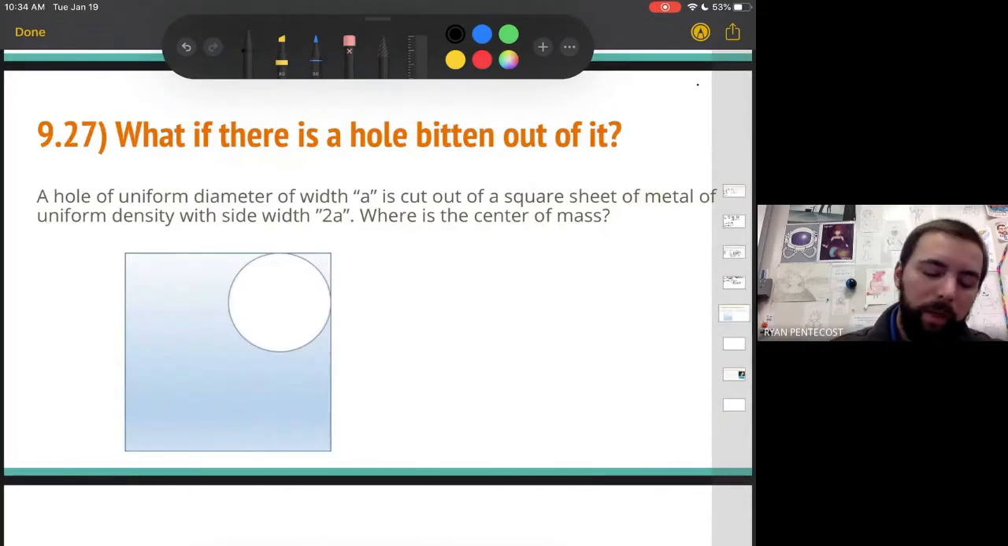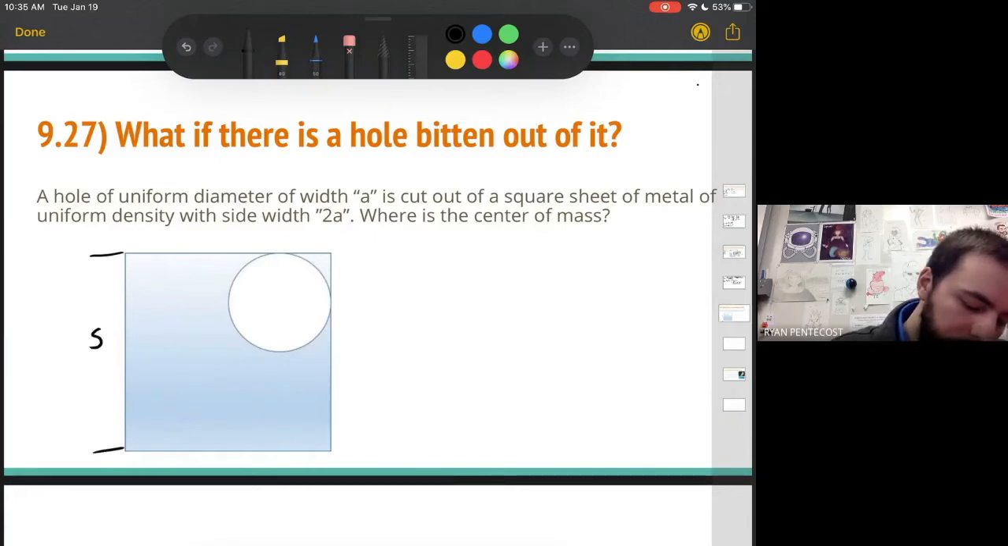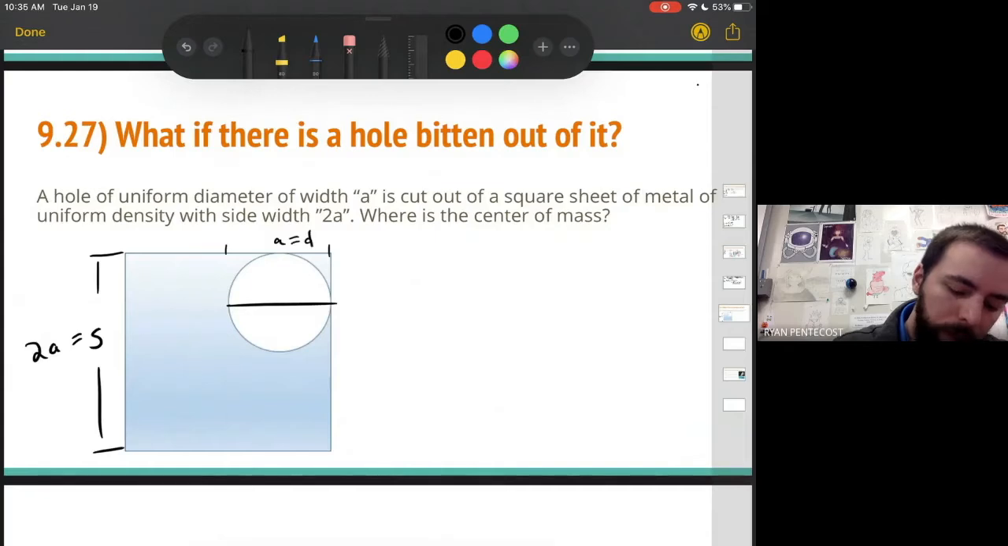Now we have this uniform sheet of metal. I'll just read it. A hole of uniform diameter of width A is cut out of a square sheet of metal of uniform density with side width 2A. Where is the center of mass? Okay, so we know the side of the square equals 2A. We know that the diameter, which really just goes from here to here, would be A, the diameter of the circle.